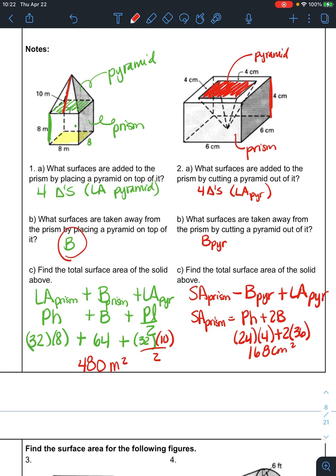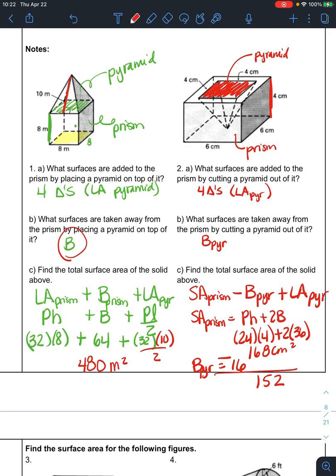Okay, now I got to take away the square because now there's a hole there. So I've cut that. I don't have to paint that. That's gone. So I need the square. So the base of the pyramid is 4 times 4, so that's 16. So now I'm going to subtract 16. So 168 minus 16, yeah, I'm at 152 right now.